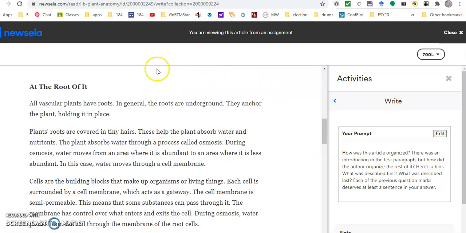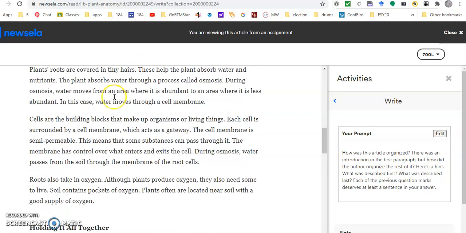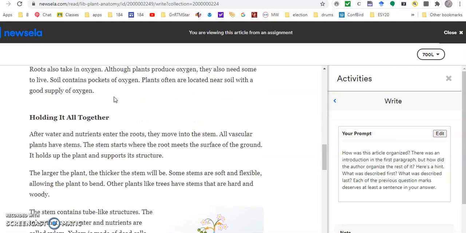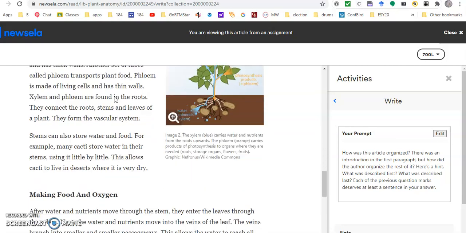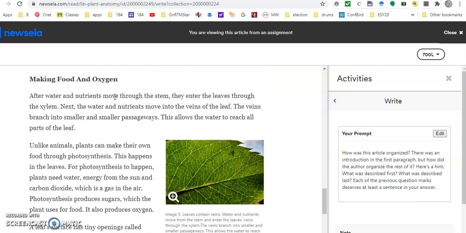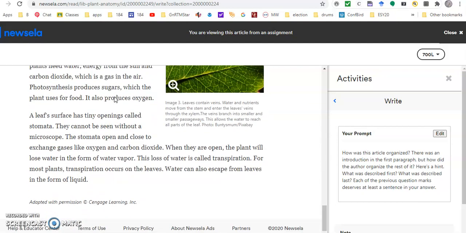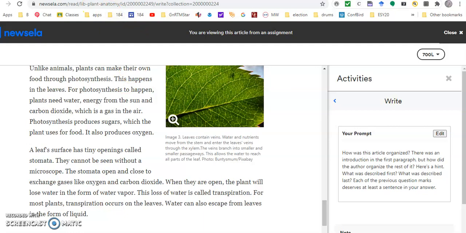Then we have our first section, at the root of it. Next, the section holding it all together. And then we have the last section, making food and oxygen. All right, let's look at what we're going to do here.